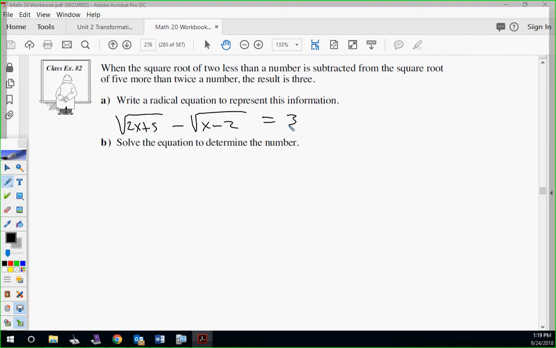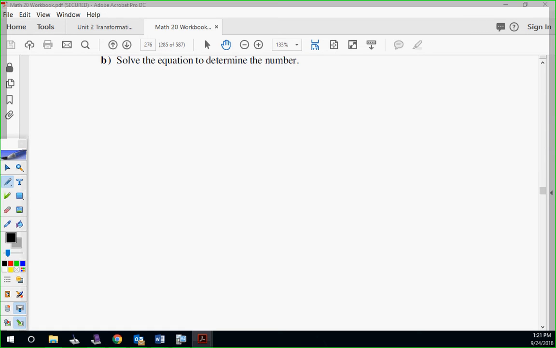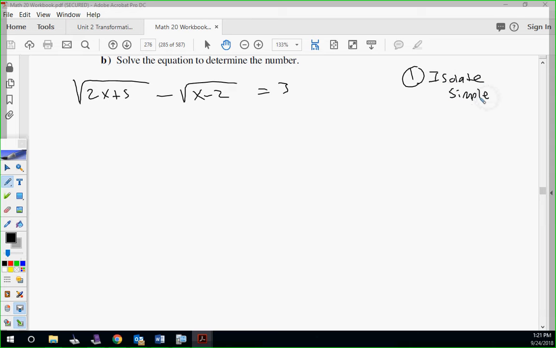All right, so we're going to need some more space. So let's go ahead and write this here so we have the whole white spot. Okay, so here it is. All right, so here's your steps, if you're a steps person. First step, isolate the simpler radical. What I mean by that is whichever one has the easier inside, go ahead and isolate that first, because then it's easier to work with later.